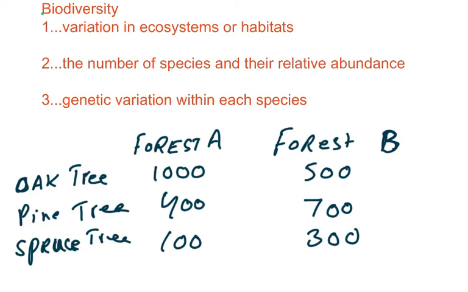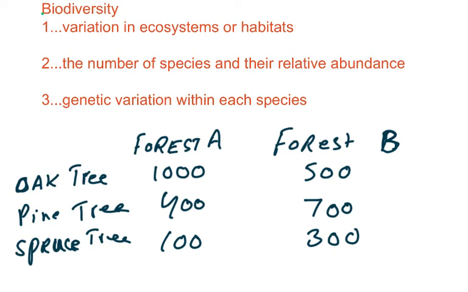So with all these variations in ecosystem, naturally those which have water bodies have a different role to play in nature than those which are forests. They have a different role to play. So variation in ecosystems or habitats, that's the first thing that we talk about. The second we talk about is the number of species and their relative abundance. And this is called species diversity.